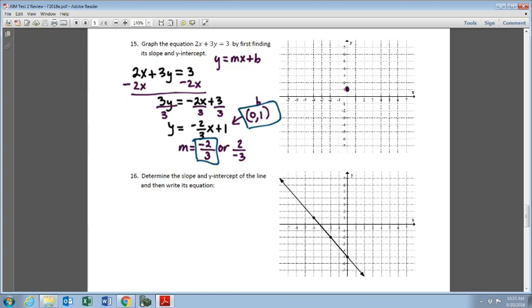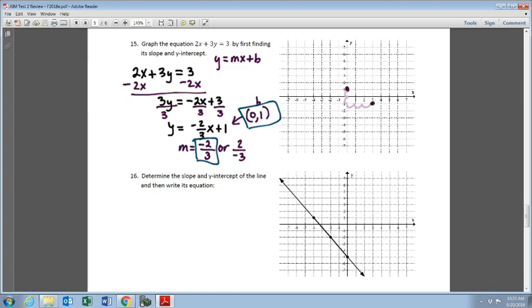So our rise is negative 2, so we're going to go down. Remember, slope is rise over run. And so we went down 2, and then our run is 3, so we're going to go right 3. And that puts us at that point 3, negative 1.